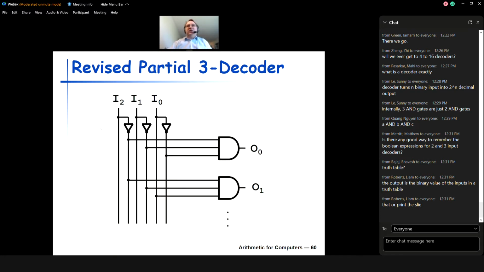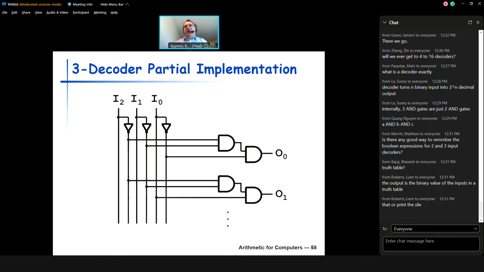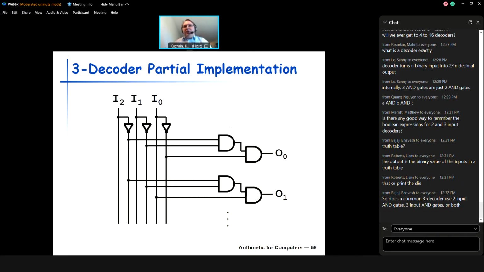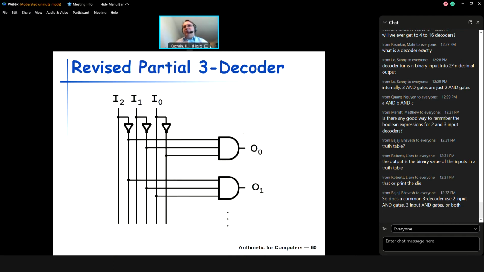All right, so this is our revised partial 3 decoder. Partial because it's just going to be a lot of additional gates for all the 8 outputs. Just the difference, once again, to highlight, is that we are no longer limited to 2 input gates, which we had to cascade previously, like as you can see here. So here we had to cascade 2 input gates, and here, if we have access to a 3 input gate, we just replace these 2 with 1, and that's it.